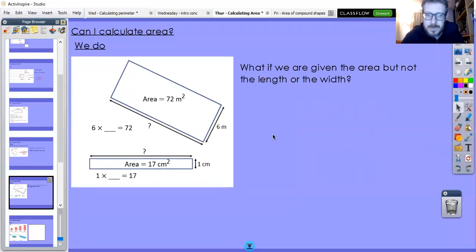Okay, so this time we've got the area, but we want to find out what the missing length is with these two ones. So we can use the area to work backwards and find a missing length. And that in turn can help us find the perimeter. If we know the area, we might then be able to find out the perimeter as well. So pause the video and see if, using this information, you can find out what this missing length here is. So pause the video now.